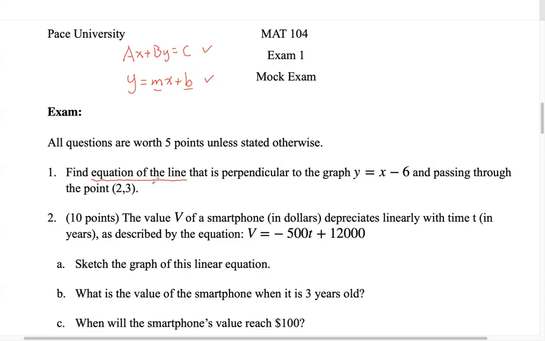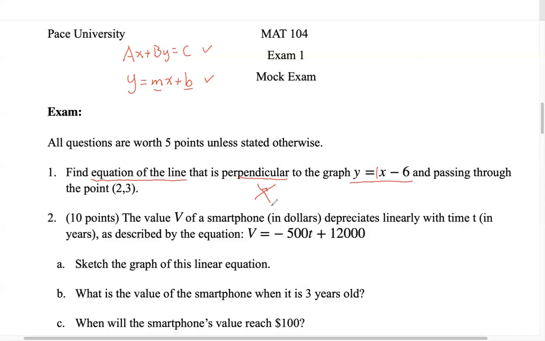Right? We want to find the equation of the line which is perpendicular. Remember what does perpendicular mean? If a line goes this way, line perpendicular to it makes 90 degrees. So one line is given, and this is in slope and intercept form. What's the slope? Slope is 1. The number before x is invisible, is 1.